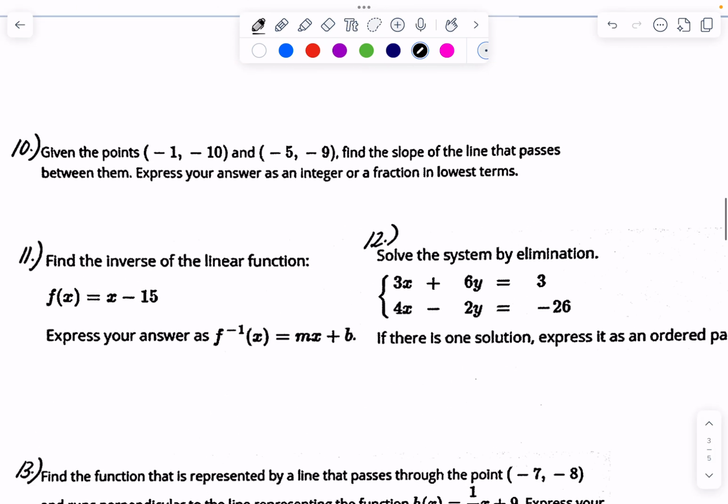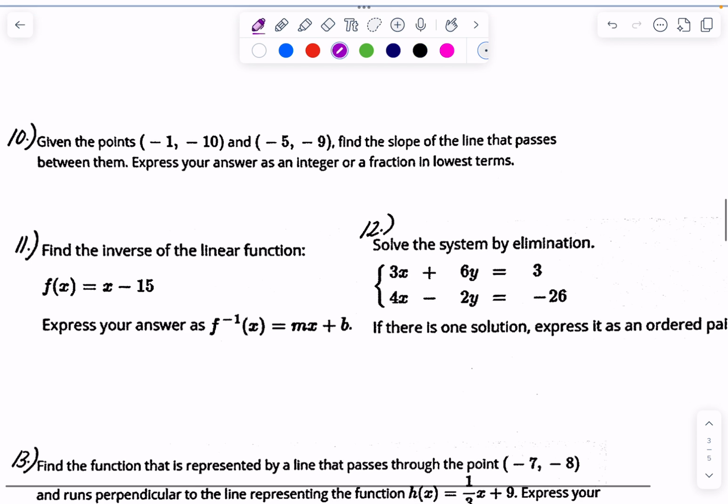Given these points, find the slope of the line. So remember that this is really easy. You just subtract your y values divided by subtract your x values. If you need to find your slope, subtract the y values divided by subtract the x values. It doesn't matter which y value you pick to go first, but you do have to stay consistent.